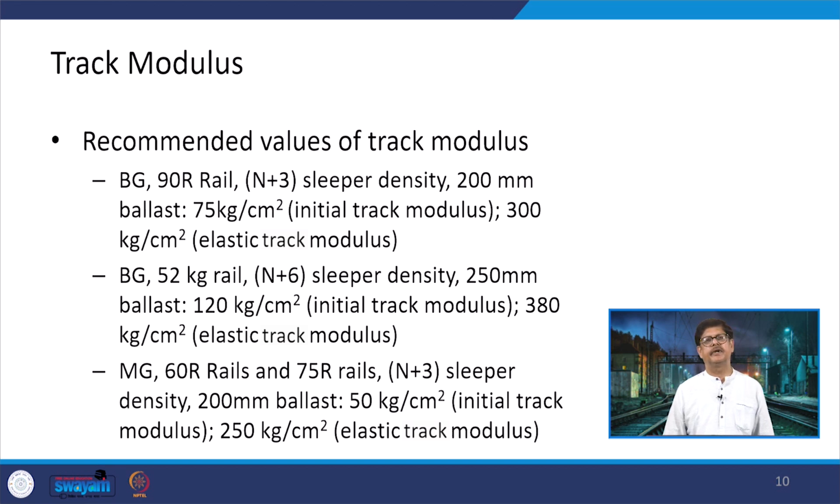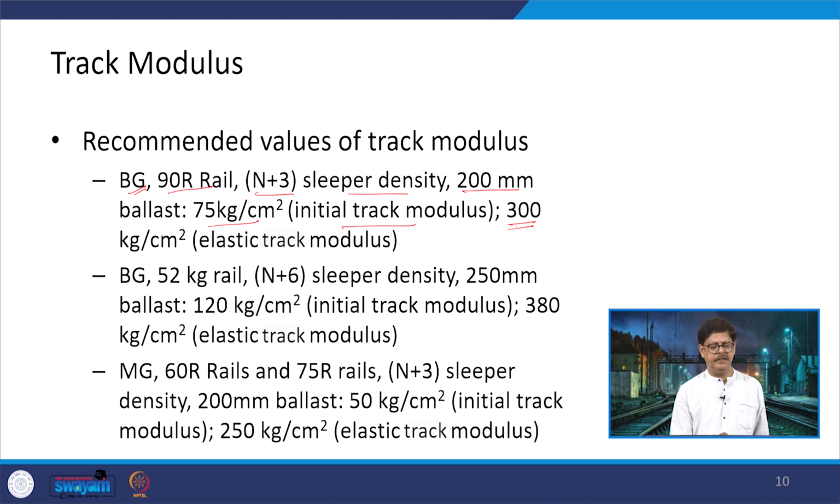Now, what are the various recommended values? In the case of broad gauge tracks with 90 R rail, n plus 3 sleeper density and 200 mm ballast, as we discussed in the previous slide, there are so many factors, but all these factors are going to work in combination with each other. That is why we are talking about sleeper density, ballast, rail section and the broad gauge. So in this case the initial track modulus is 75 kg per centimeter square and the elastic track modulus is 300 kg per centimeter square.